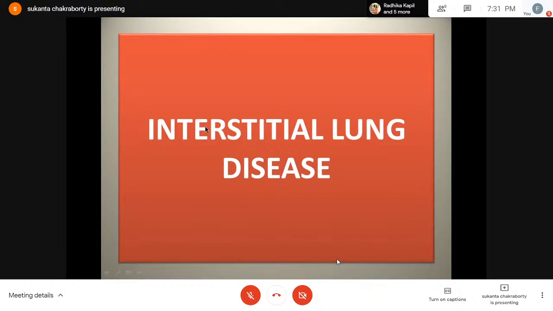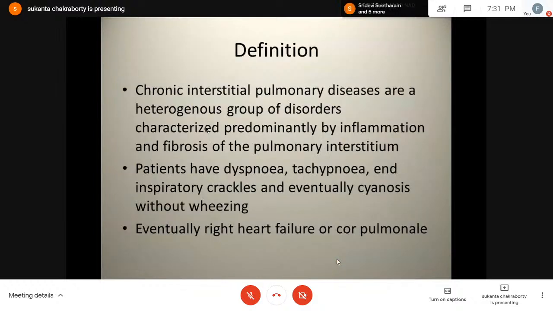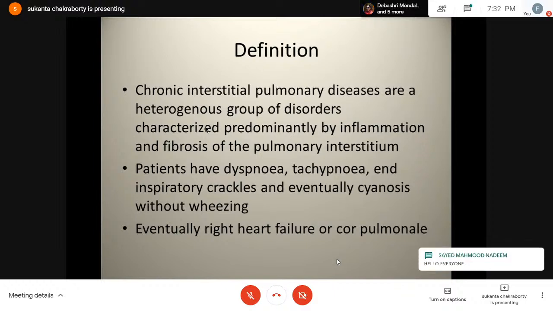Now, straight away going to today's topic of interstitial lung disease or ILD. Now, what is interstitial lung disease? It is chronic interstitial pulmonary disease. They are a heterogeneous group of disorders characterized predominantly by inflammation and fibrosis of the pulmonary interstitium. Now, how do these patients present? They usually present with dyspnea, tachypnea, end inspiratory crackles, and eventually cyanosis. But like other restrictive lung diseases, there is not much wheezing or other signs and symptoms. And ultimately, there is right heart failure or cor pulmonale.